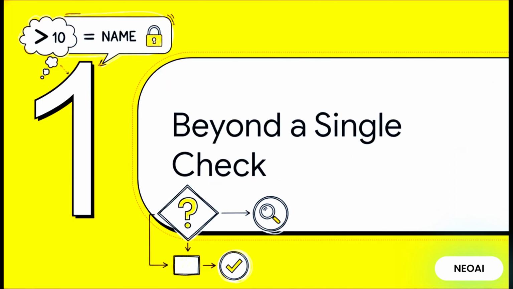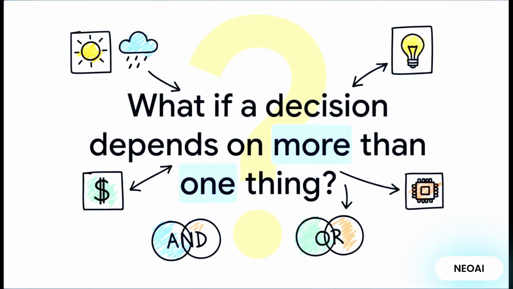So, if you've written any code at all, you've probably gotten pretty good at checking one thing at a time, right? Is a number greater than 10? Is a username correct? Simple, single checks. But that's not really how life works, is it? I mean, think about it. When do you ever make a decision based on just one single factor? It's pretty rare. And that leads us to the big question we're tackling today.